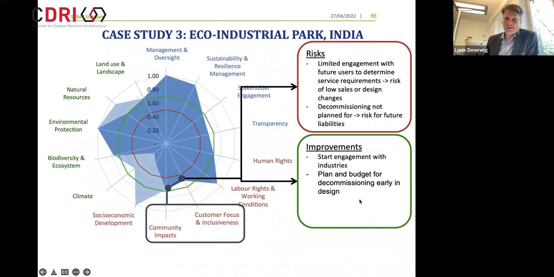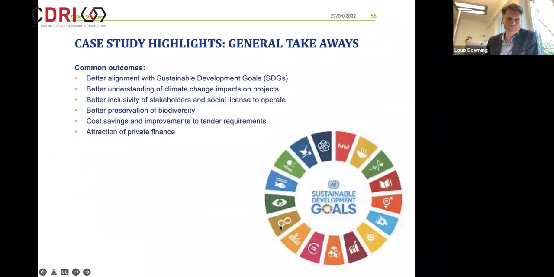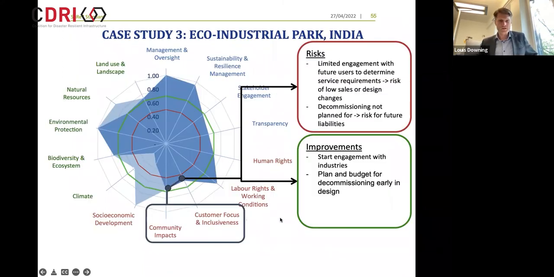So after this, the project went and engaged more closely with the industries that would be actually using the site, and put in place both a plan and a budget for decommissioning afterwards. So that was really good. So that was just some highlights.